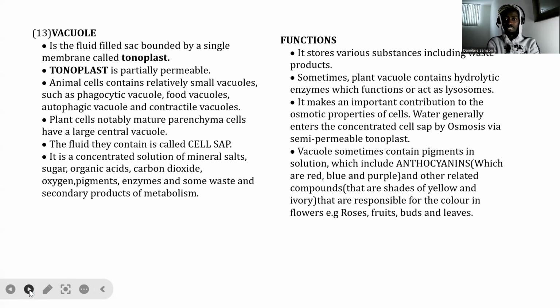And water generally enters the concentrated cell sap by osmosis through the semi-permeable tonoplast. You remember what the tonoplast is, which is the single layer of the vacuole. So vacuoles sometimes contain pigments in solution, which include anthocyanin, which is red, blue, purple, and other related compounds, shades of yellow. Those are the colors you can see in flowers, in roses, and everything. So that's about the vacuole and its function.